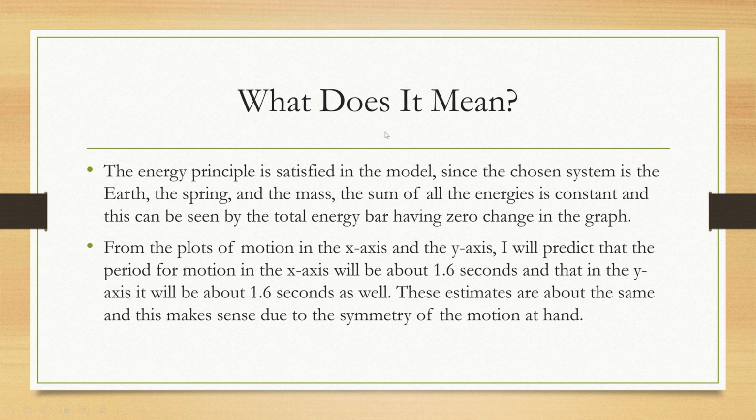So what does it mean? The energy principle is satisfied in the model. Since the chosen system is the Earth, the spring, and the mass, the sum of all the energies is constant, and this can be seen by the total energy bar having 0 change in the graph.